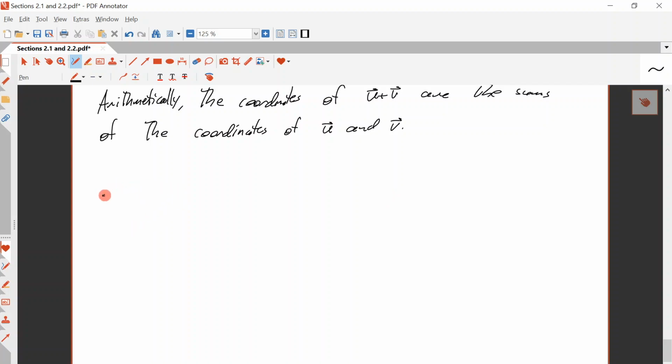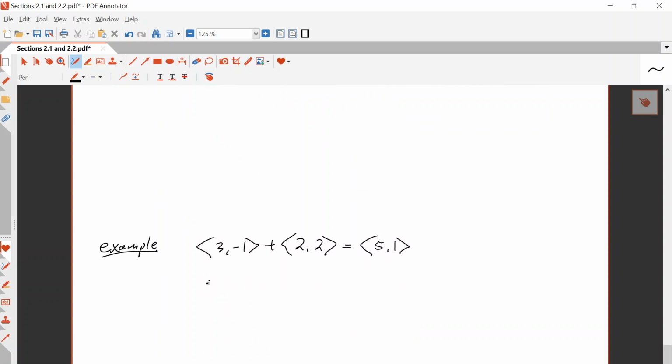So for example, if I've got the vector (3, -1) plus the vector (2, 2), this is equal to (3 plus 2 is 5, -1 plus 2 is 1). Or if I had 3 dimensions, (3, -1, 0) plus (1, 0, 1), this is equal to (3 plus 1 is 4, -1 plus 0 is -1, 0 plus 1 is 1).